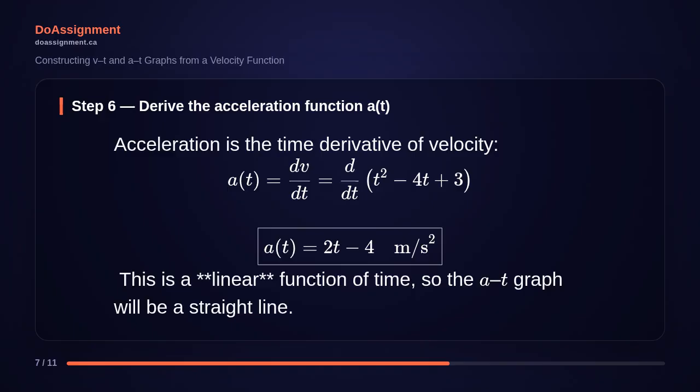To find acceleration, we differentiate the velocity function with respect to time. The derivative of t squared minus 4t plus 3 is 2t minus 4 in meters per second squared. This is a linear function, so the at graph will be a straight line.